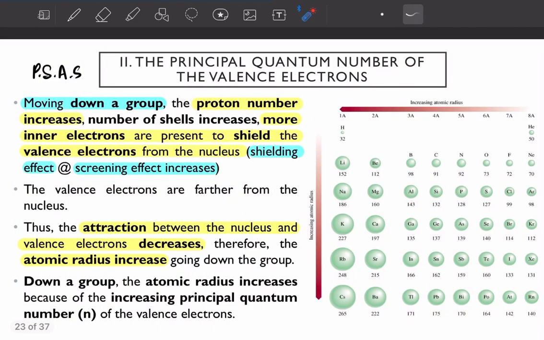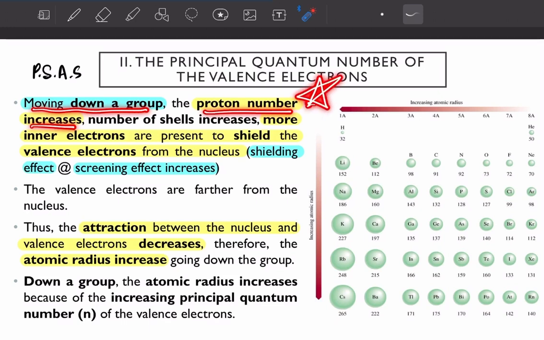Alright, the next factor that will affect the atomic radii, specifically for going down the group, will be the principal quantum number of your valence electrons. So maksudnya this will be your highest n. This one we will use to explain the trend going down the group. So moving down the group, the proton number increases. Ni point penting, you have to have this point.